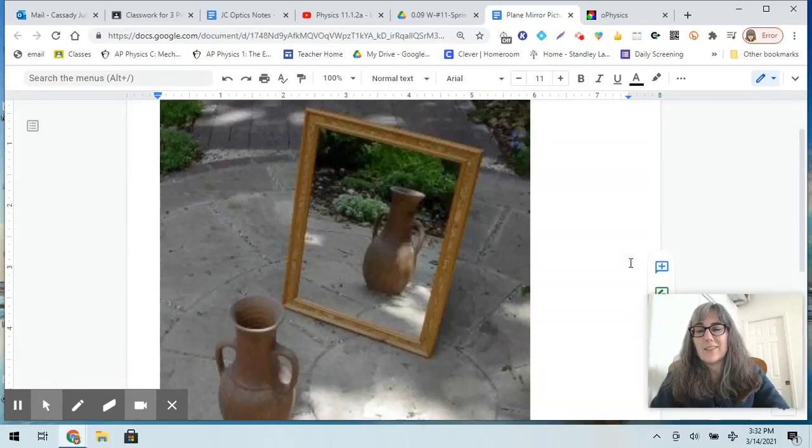Today we're going to start talking about optics and go through some basic definitions and also talk about how a plane mirror works. So if you've never thought about it before, I want you to look at this picture and think about how that image, the version of this vase or urn or whatever it is, can be inside the mirror. I mean, it looks like it's somehow in the mirror, but we know that there can't be an in the mirror because mirrors are flat.